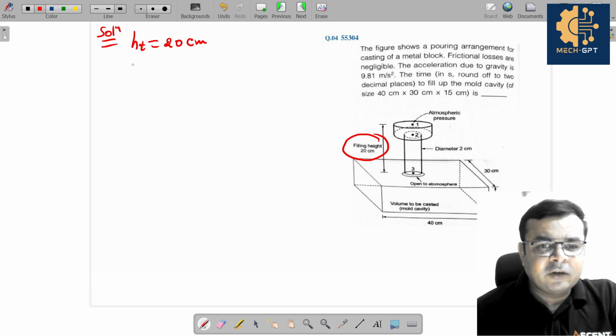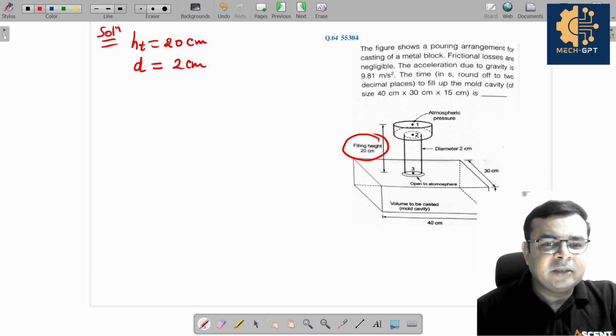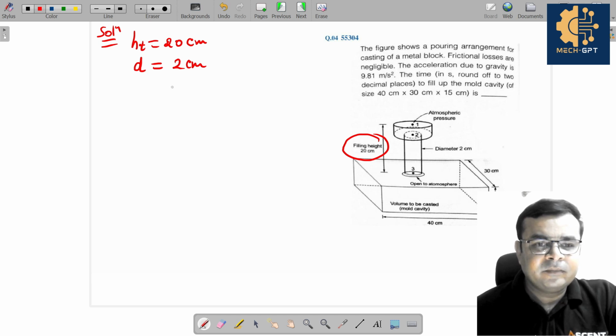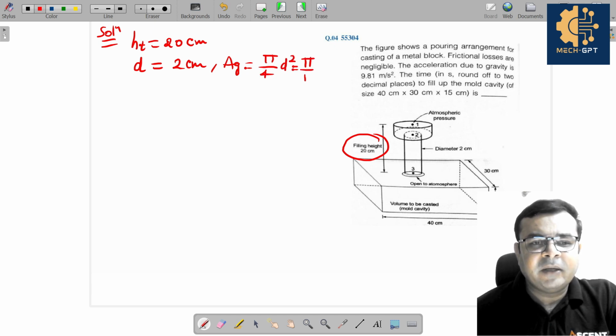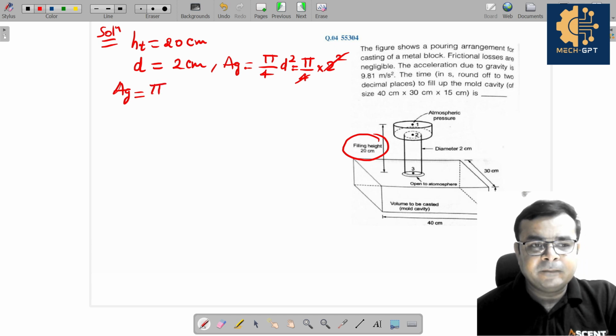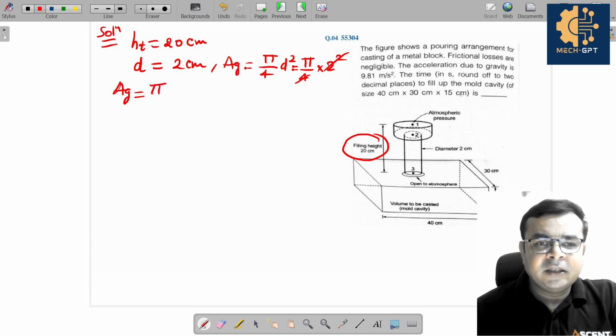And the diameter of the sprue, this is a cylindrical sprue, so the diameter is uniform throughout the length. So let us assume this diameter is the same for points 2 and 3, correct? So from this simply we can get Ag, which is equal to pi by 4 d square, or simply you can say pi by 4 into 2 square. So this is cancelled out with this. So the area at the ingate is nothing but pi. Correct? And the size of the casting is also given here. So we need to calculate the time in seconds to fill the mold cavity.